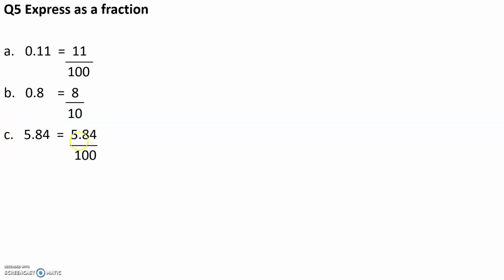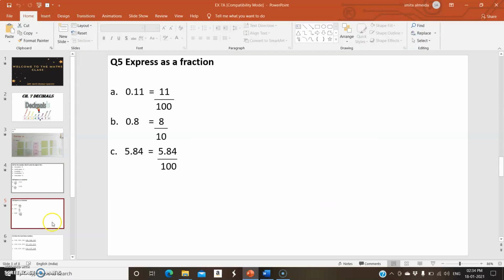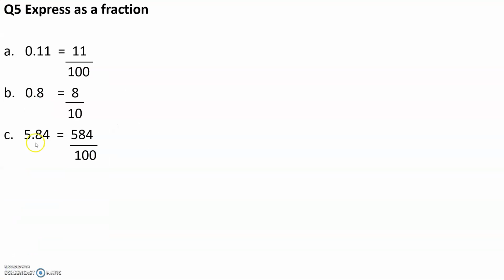Now see children here, 5.84. Now you will tell me whether we are going to take this 5. Yes, if instead of this 5 there was 0, we would not have taken that 0. But since it is 5, I'll be taking this 5. So I'll be writing 5.84 directly as 584 upon 100. Now why 100? Because after the point there are only two numbers, 8 and 4. So I took the number with two zeros, which is 100.